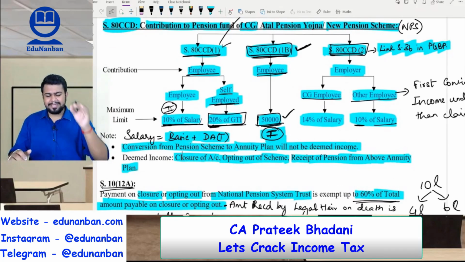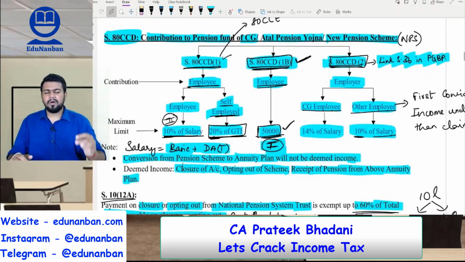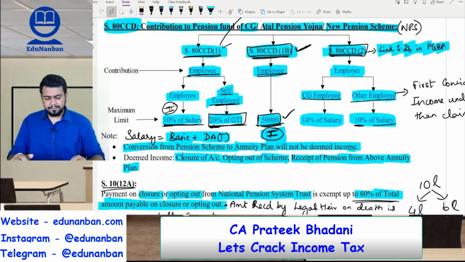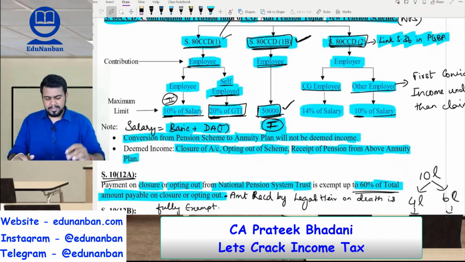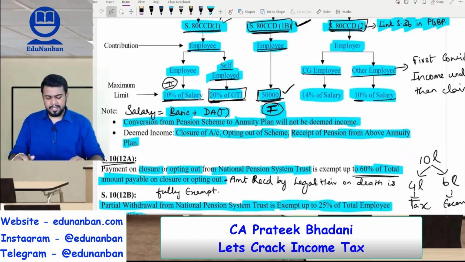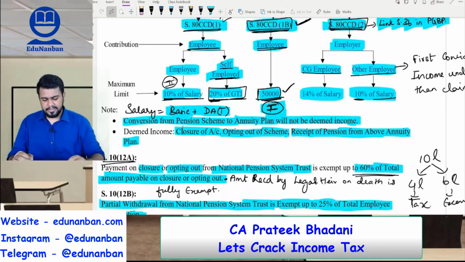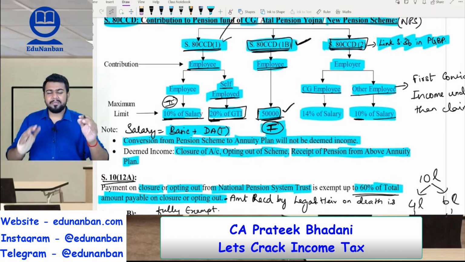First, let us talk about 80CCD subsection 1. It is allowed only for the employee contribution to the pension scheme. If the employee contributes to the pension scheme, then 10% of the salary or the actual employee contribution, whichever is lower, will be allowed as deduction. What is the meaning of salary, sir? Salary means basic plus DA terms, that is the dearness allowance which forms part of retirement benefits. However, sir, is it possible that a person who is not in salary, who is not having employer-employee relationship, can such person also contribute to NPS? Answer is yes.